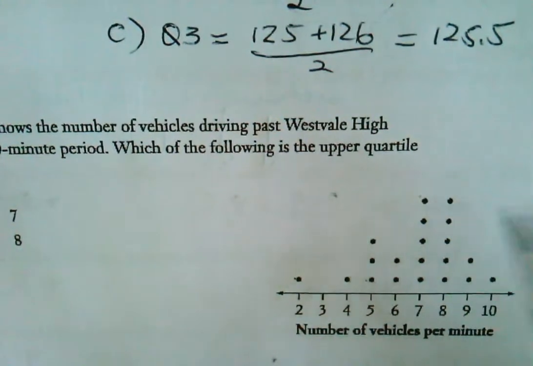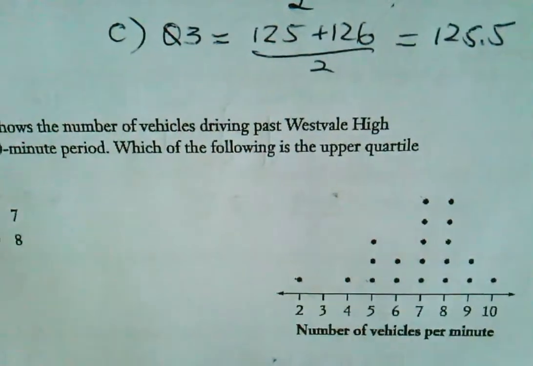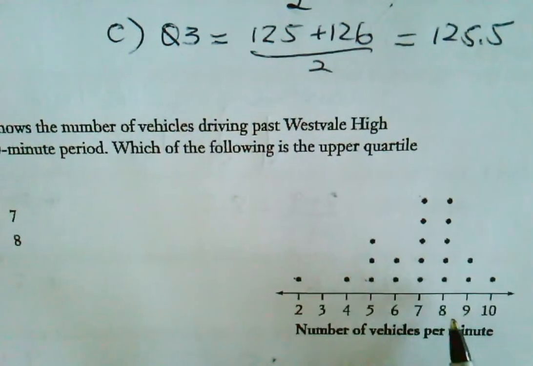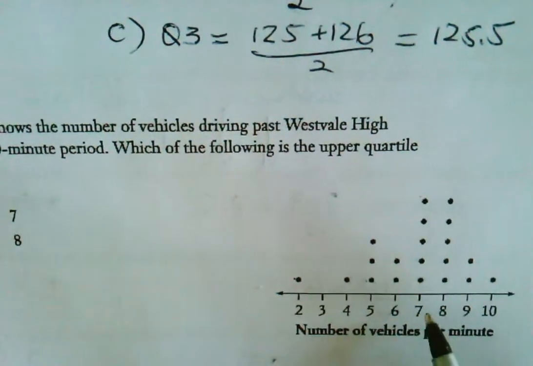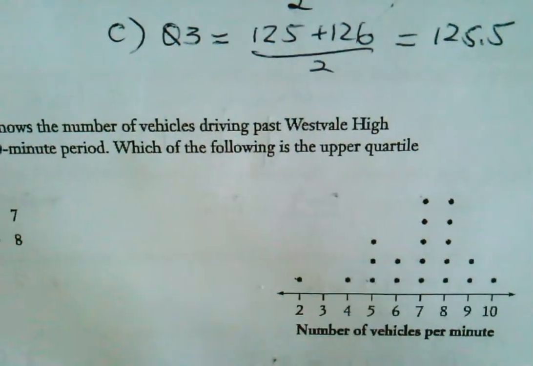1, 2, 3, 4, 5. In 5 of those minutes, 8 cars. Number of vehicles per minute. So 8 cars going past in the minute happened 5 times. 7 cars going past in the minute happened 5 times as well. Do you get that?